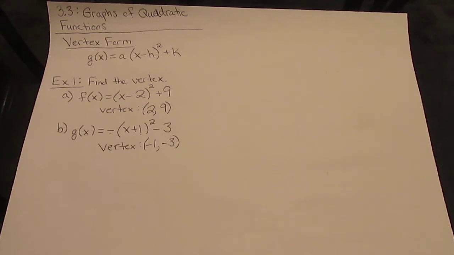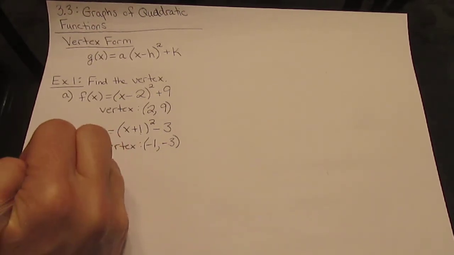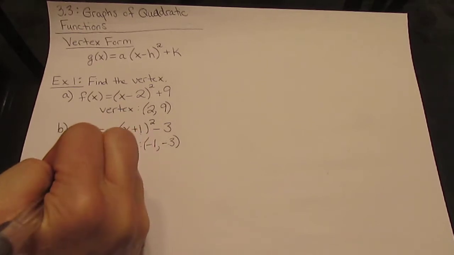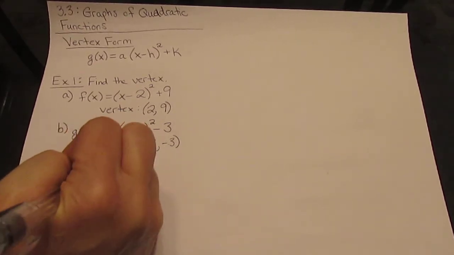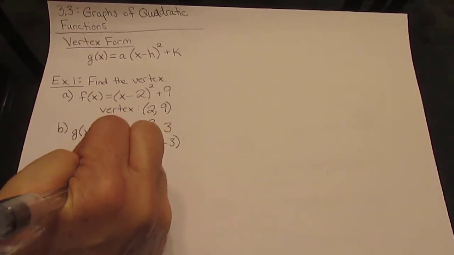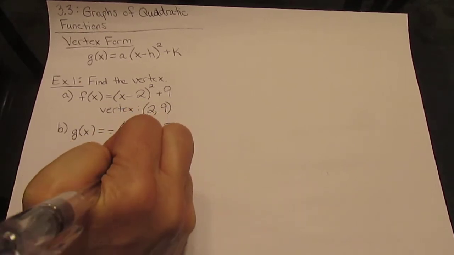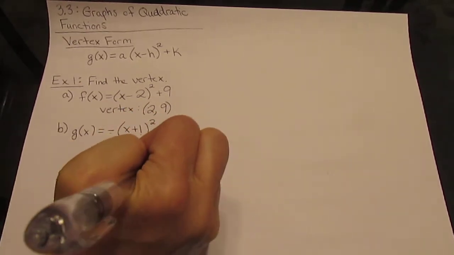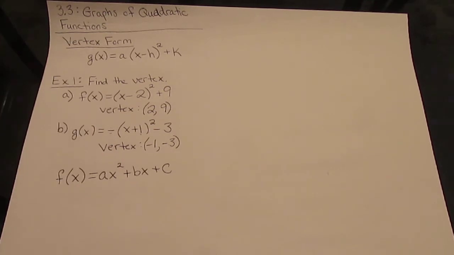But unfortunately, they don't always give it to you in vertex form. They give it to you in standard form. And we've seen standard form before. If you've got a quadratic function and it's of the form f of x equals ax squared plus bx plus c, this is what standard form looks like.